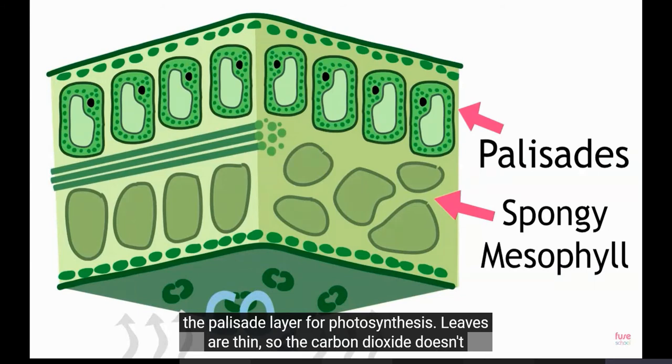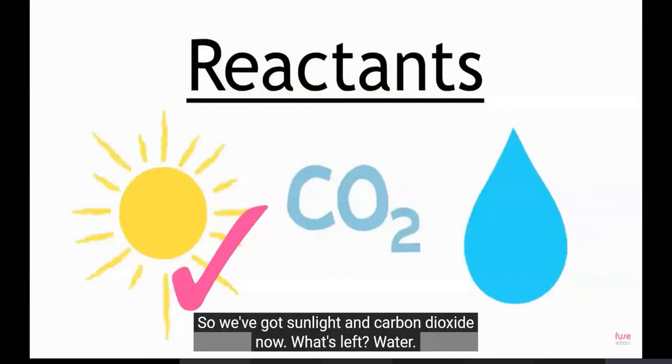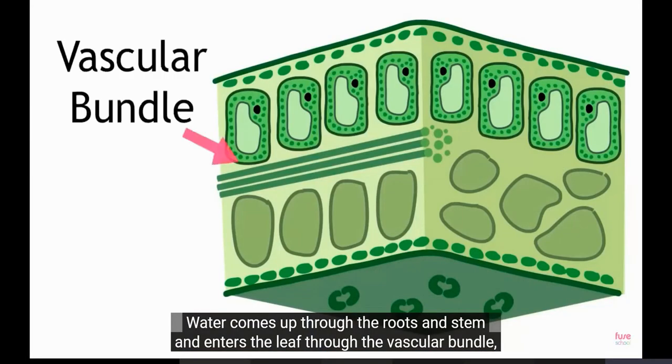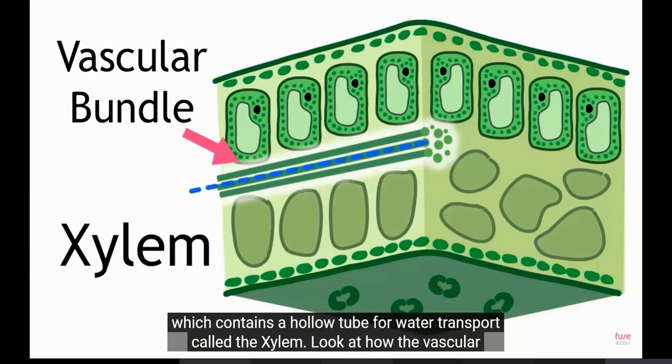Leaves are thin so that the carbon dioxide won't have too far to travel. So we've got sunlight and carbon dioxide now. What's left? Water. Water comes up through the roots and stem and enters the leaf through a vascular bundle, which contains a hollow tube for water transport called the xylem.